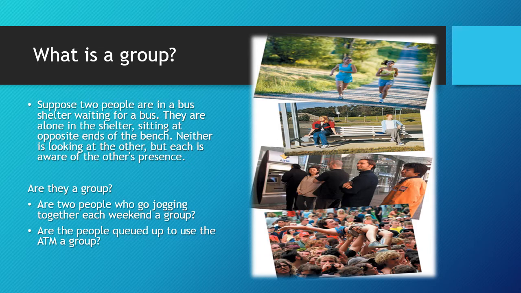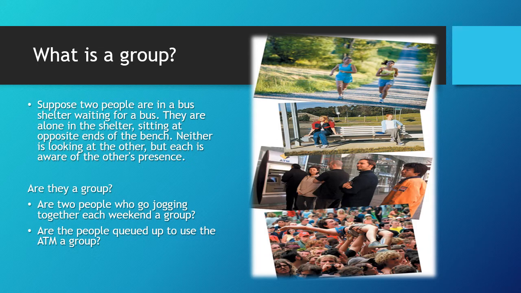And the reason why they're not considered a group and there's less likely that they'll influence each other is because they're not interacting with each other. They're not talking with each other. They're just waiting for a bus, that is it. So they have one goal, but the rest of it is not present.